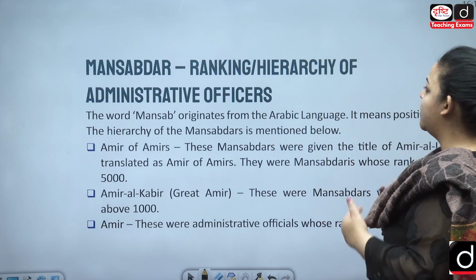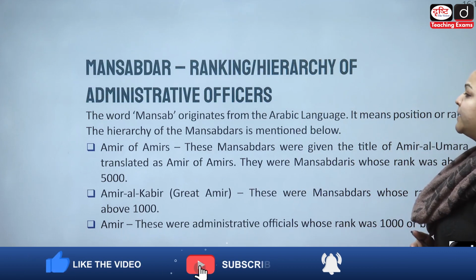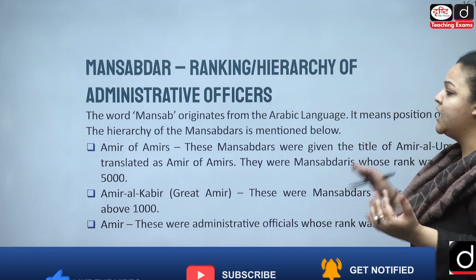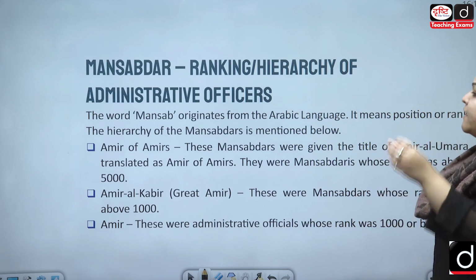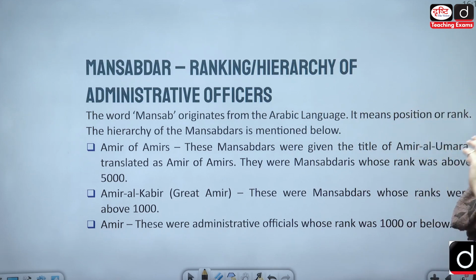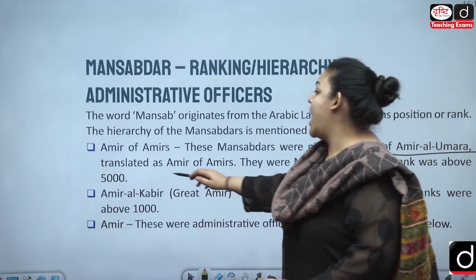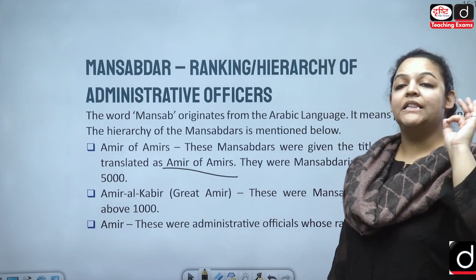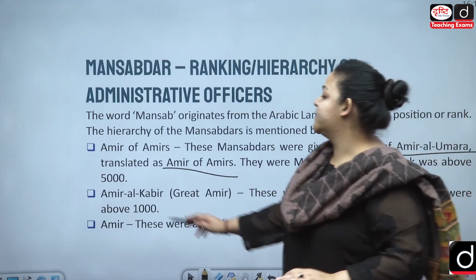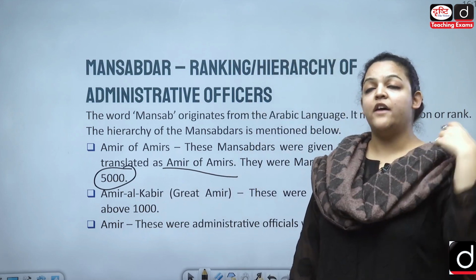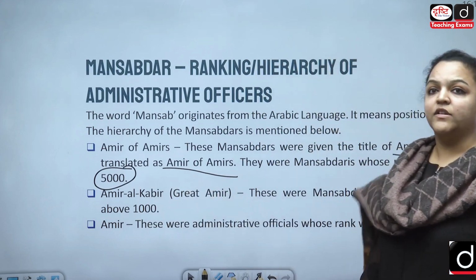Alright, so let's talk about the ranking and hierarchy of the administrative officer. So, the term Mansab originates from the Arabic word, fine, and these are the hierarchy which was followed. So, we have Amir of Amirs. These Mansabdars were given the title of Amir ul Umra, alright, translated into Amir of Amirs, fine, and they were the holder of highest form of Mansabdari, which was 5,000. Okay? They are the holder of what? They're the holder of highest level of Mansabdari, which is 5,000.